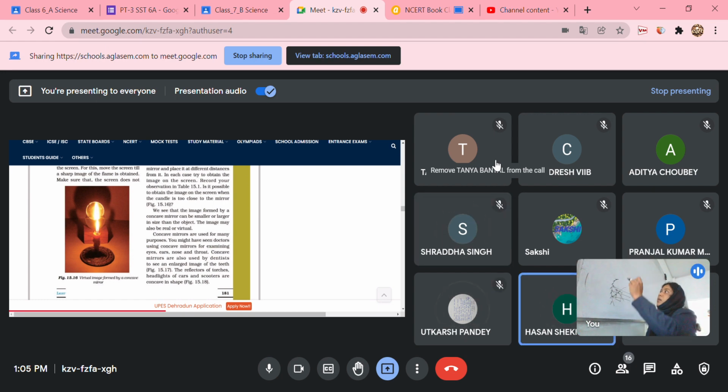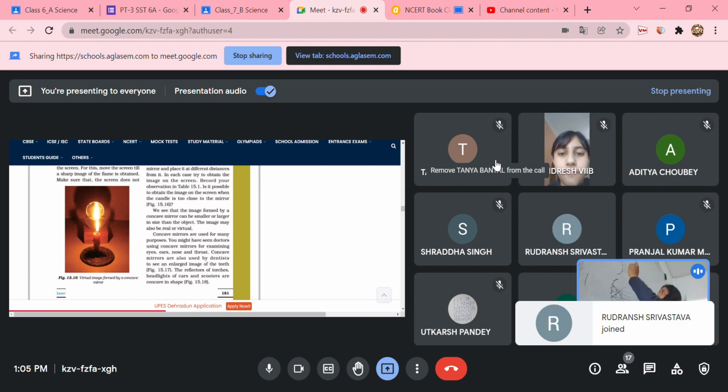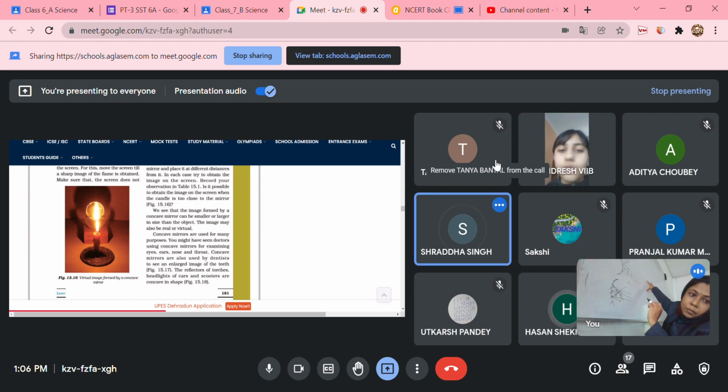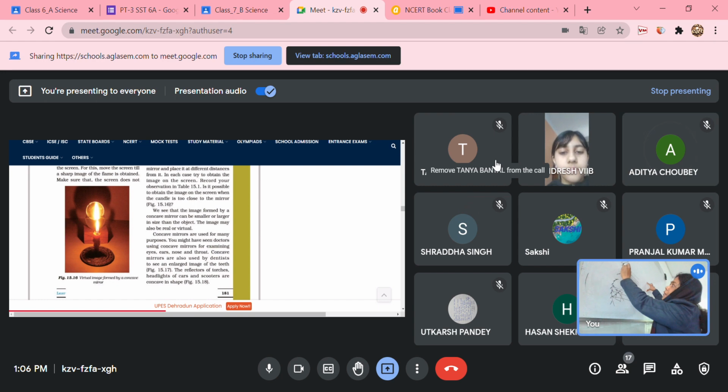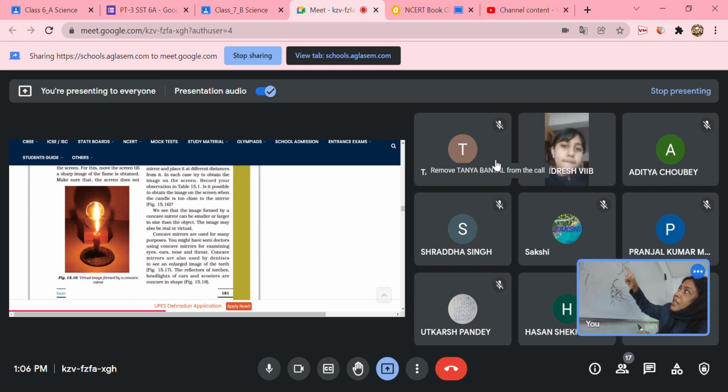Again, what happens if we take a convex mirror? What will happen to the rays after reflection? They will diverge. Do these diverging rays ever meet at a point at the back? No, ma'am. So it will appear to be coming from a point if we extend the two divergent rays backwards, right? So this will form a virtual image, because we cannot keep a screen there. If you keep a screen at the back of the mirror, will it be able to have the image? No, ma'am.